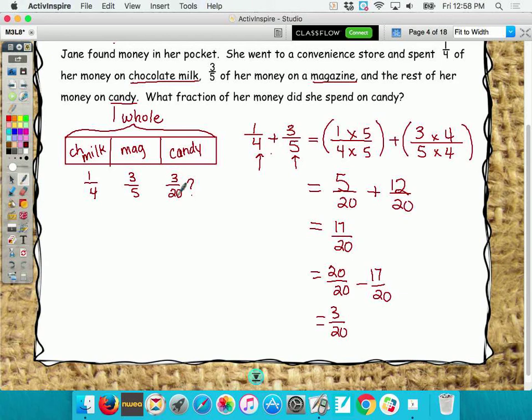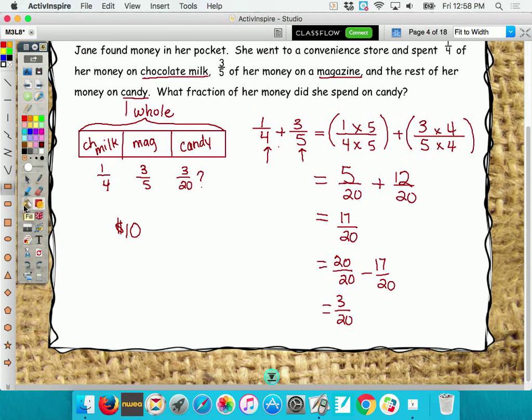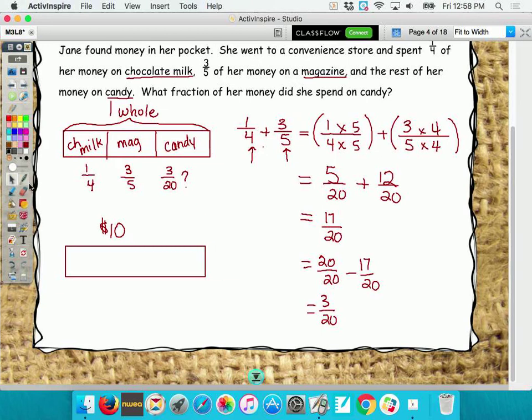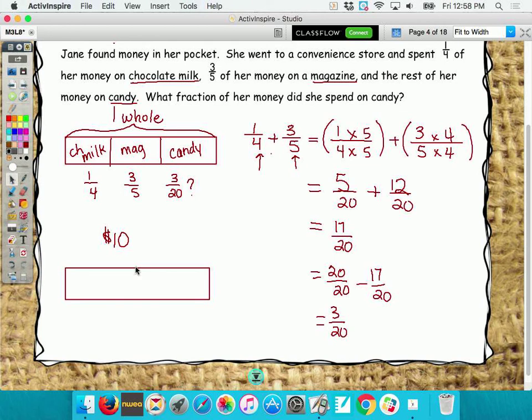You agree? Yes. Okay, so now I'm going to make it a little harder, okay? Let's say the 1 whole was actually $10. Ooh, okay. So let's solve this. We'll need another tape diagram. Guess what my total is this time? $10.